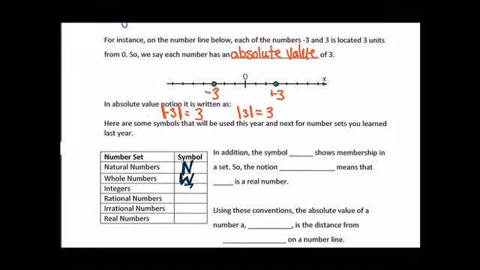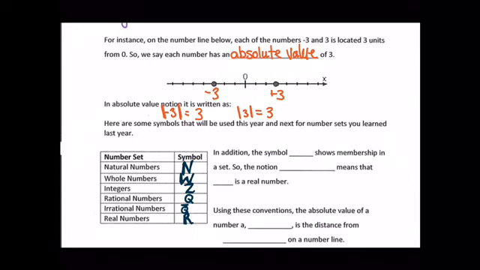Integers, the symbol is a Z. Rational numbers, it's a Q. Irrational numbers is a Q with a line over it. And real numbers, which we're used to seeing, is that capital R, which is bolded.